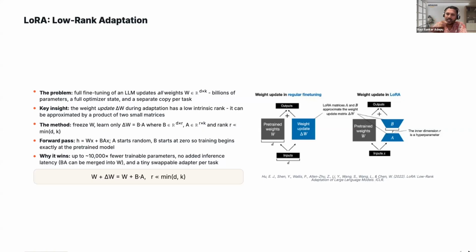And once training is done, since BA is just a matrix the same shape as W, you can add it straight into W. We call that merging. So at inference, there's literally no extra computation and no added latency. And you can fine tune with something like 10,000 times fewer trainable parameters, and each task is just a tiny adapter you can swap in and swap out. That's the reason LoRA is everywhere.